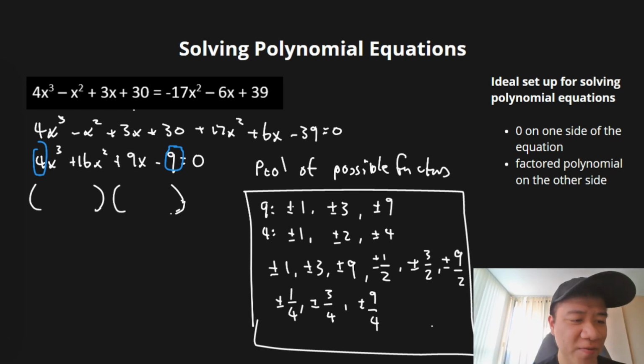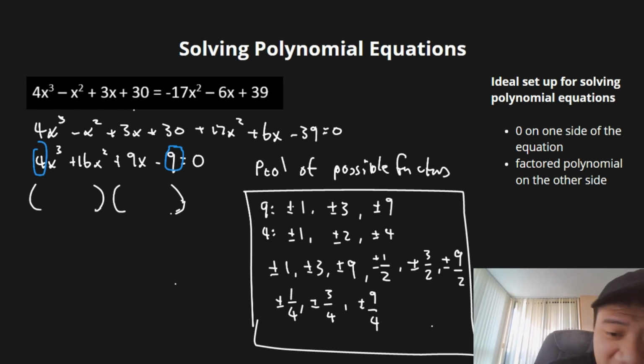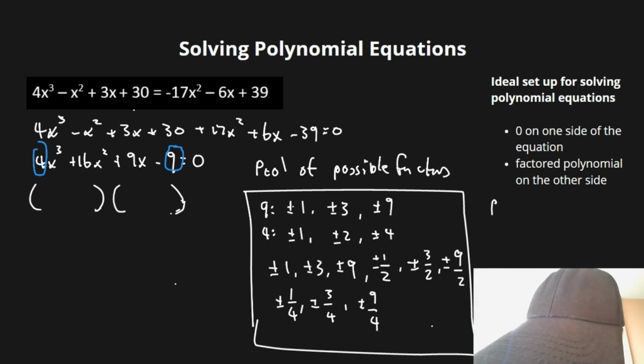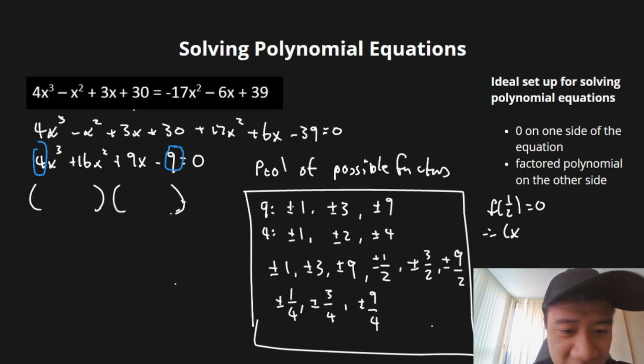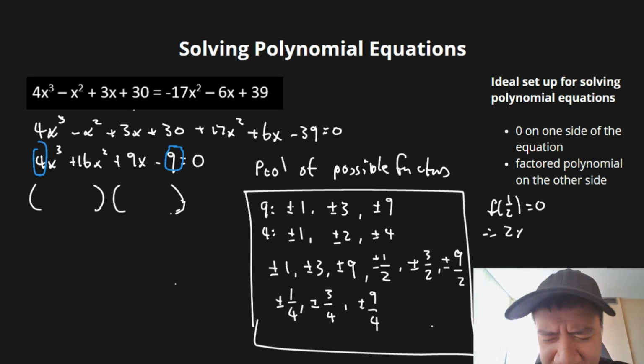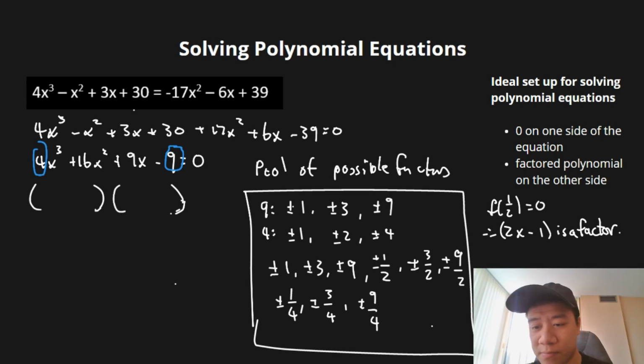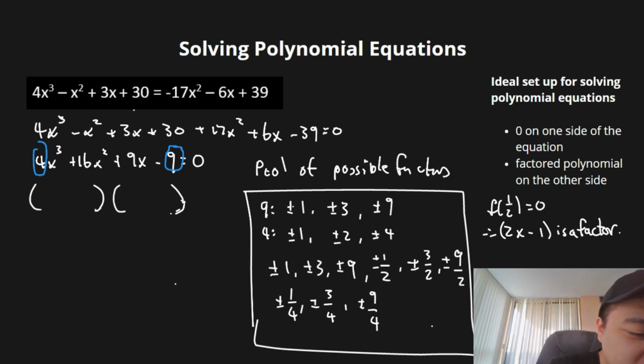Okay, so we found a number that worked. So we're going to write that over here. I actually found out when I plugged in positive 1/2, that equals 0. Therefore, we know that 2x minus 1 is a factor. Sweet, so now we know one of our brackets over here is going to be 2x minus 1.